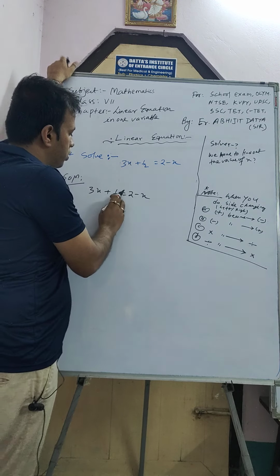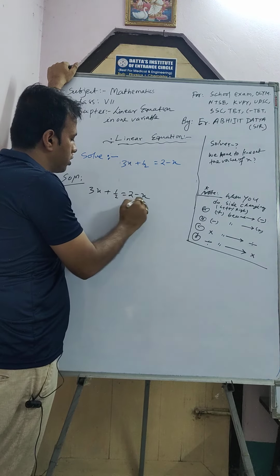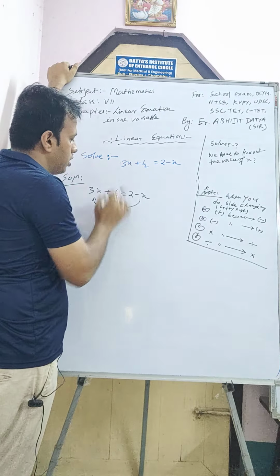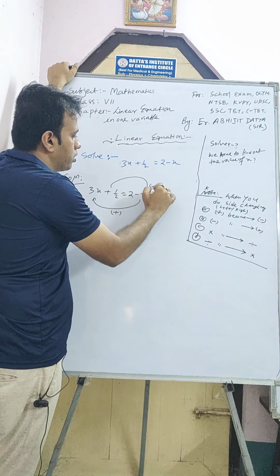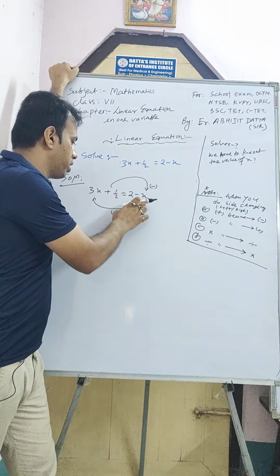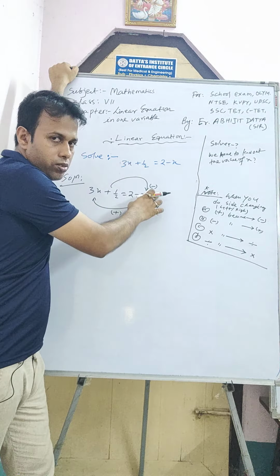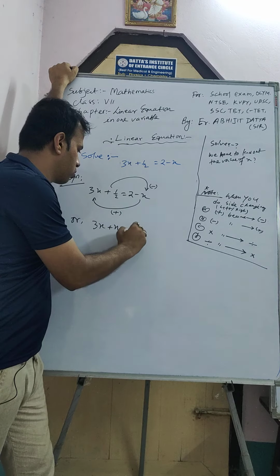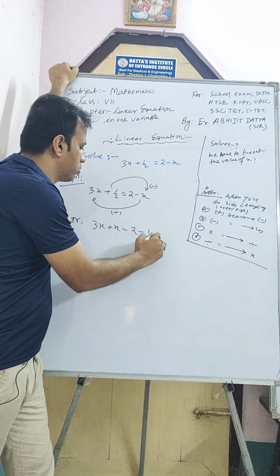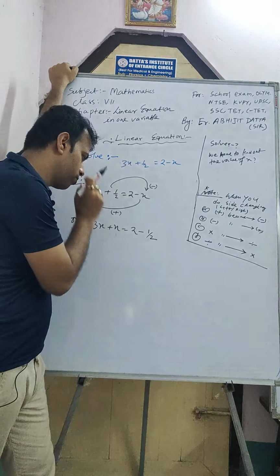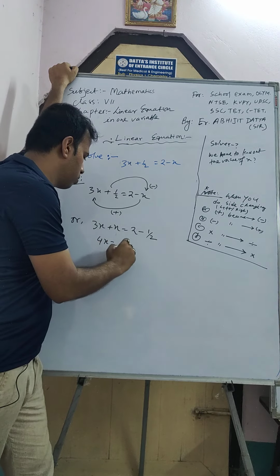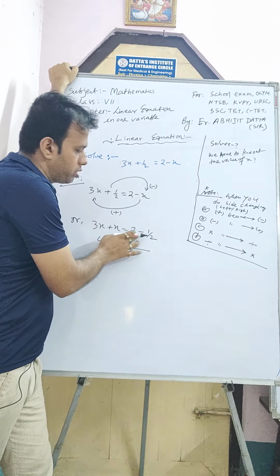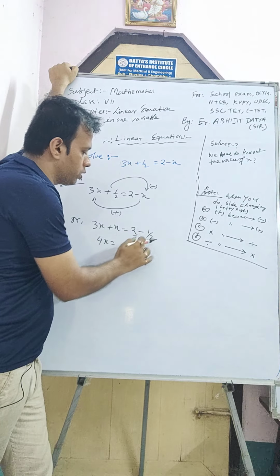Now change this x to the left side. If you change this one, the minus will become plus, and this plus will become minus. I repeat again, this minus will become plus and plus will become minus. Now 3x plus x equal to 2 minus 1 by 2, right? Fine. It is 4x equal to, here do LCM, 2 divided by 1 we can write here, so the LCM will be 2.